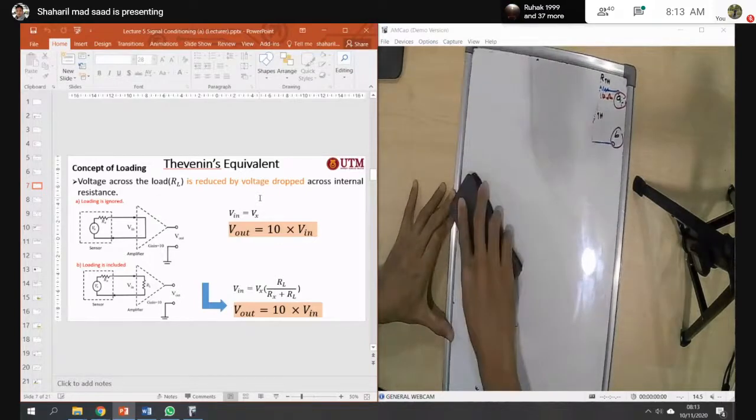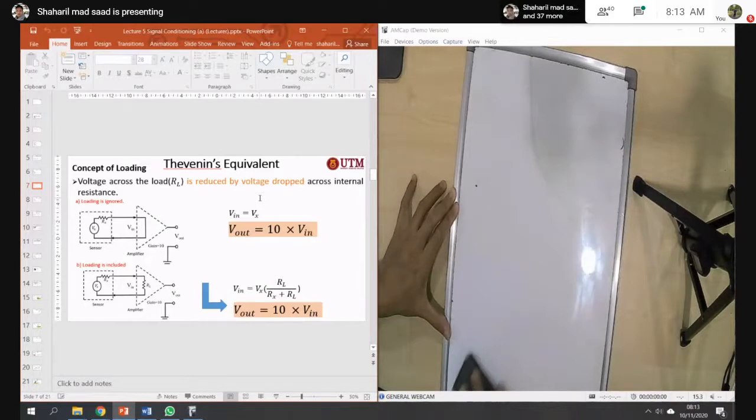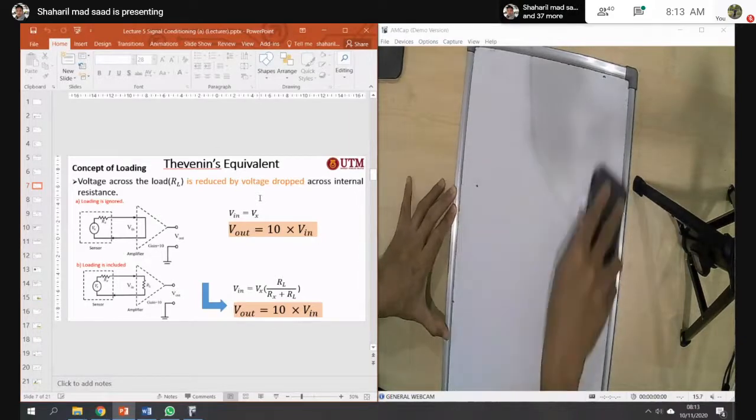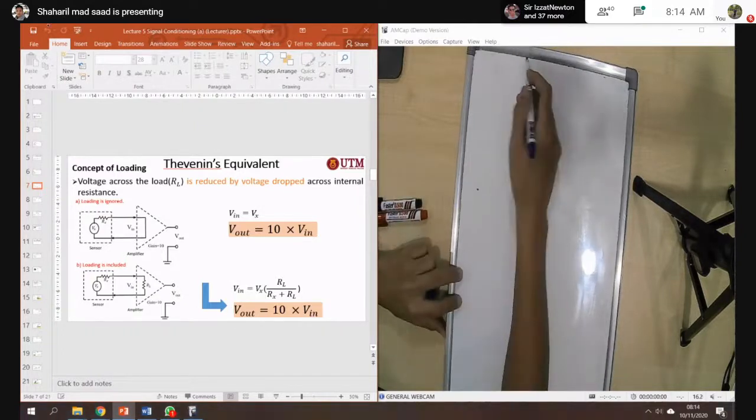Let's say you have the transducer and it's connected to the signal conditioning. Okay, so when the transducer is connected to the signal conditioning, it will have what we call loading.